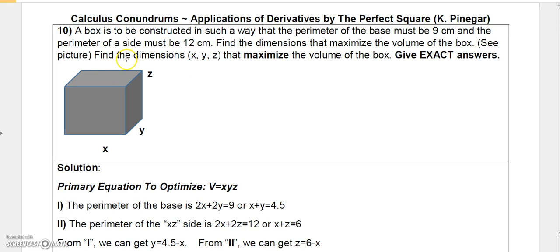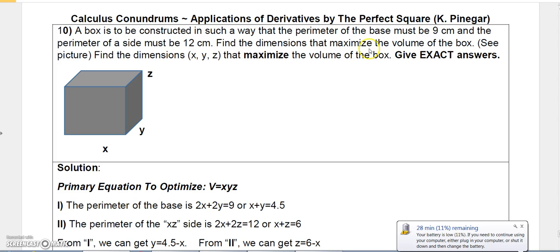I'm going to work one more example in this video, and then the last one for optimization will be a trigonometric problem. So don't worry about the last one unless you have to deal with trigonometry, like if you're in a Calculus 1 class. Alright, real quick, a box is to be constructed in such a way that the perimeter of the base is 9 centimeters.